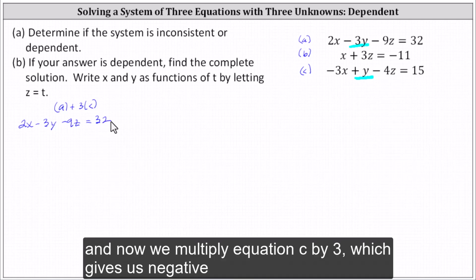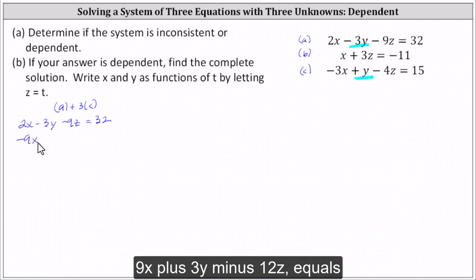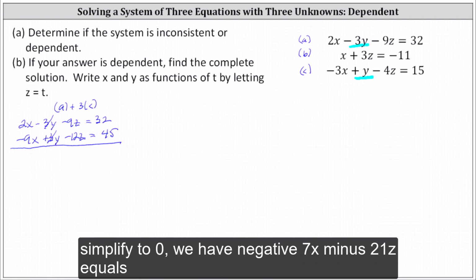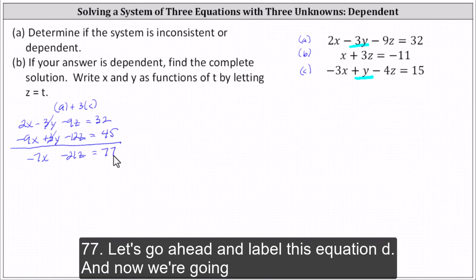And now we multiply equation C by 3, which gives us negative 9x plus 3y minus 12z equals 3 times 15 is 45. And now we add the two equations together. Notice the y terms simplify to 0. We have negative 7x minus 21z equals 77. Let's go ahead and label this equation D.